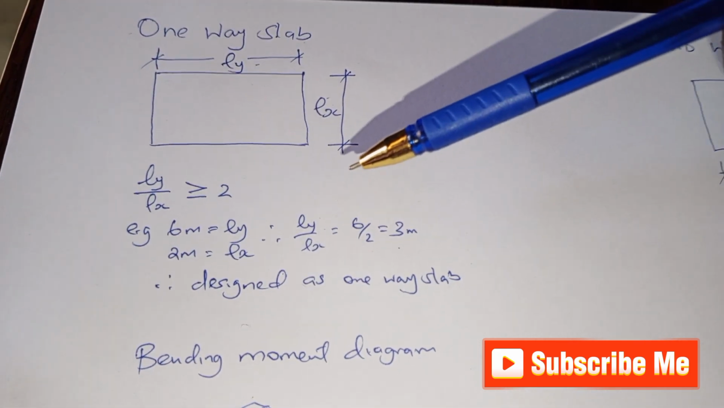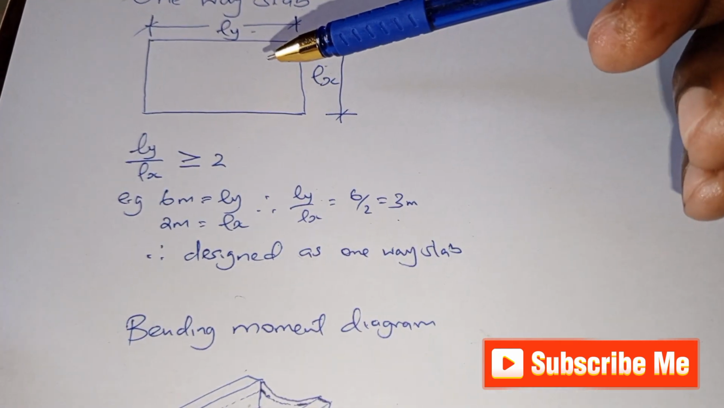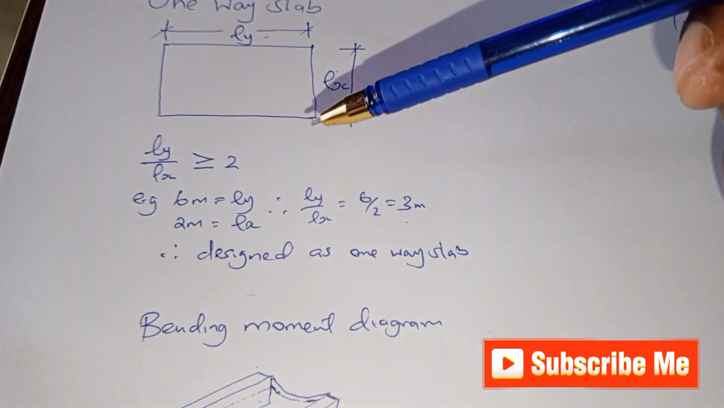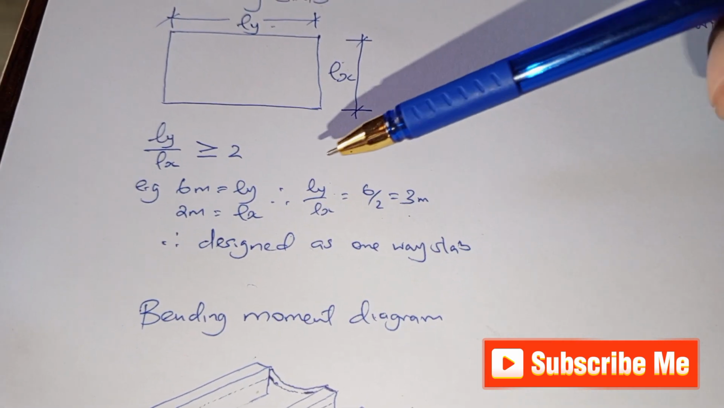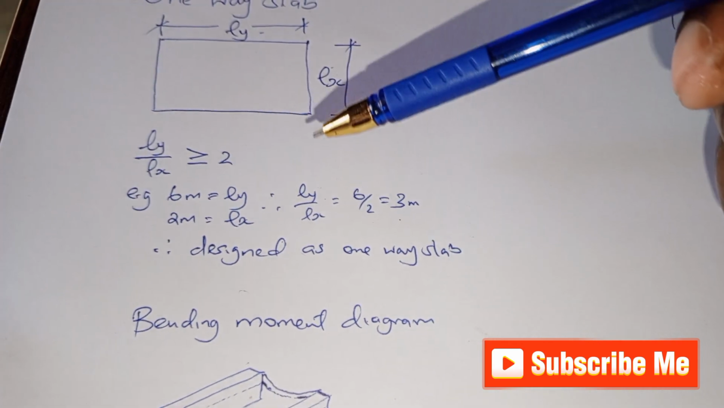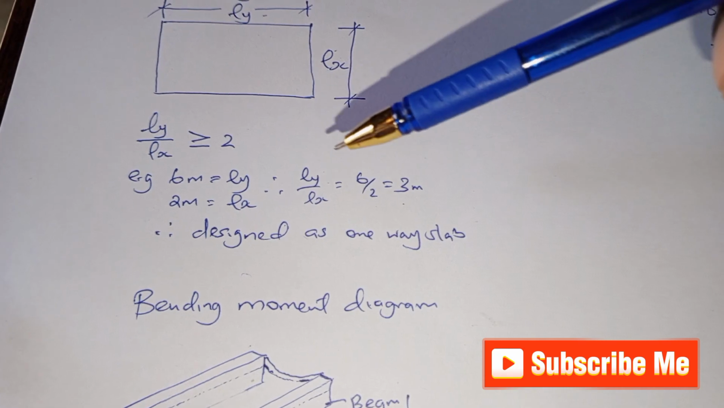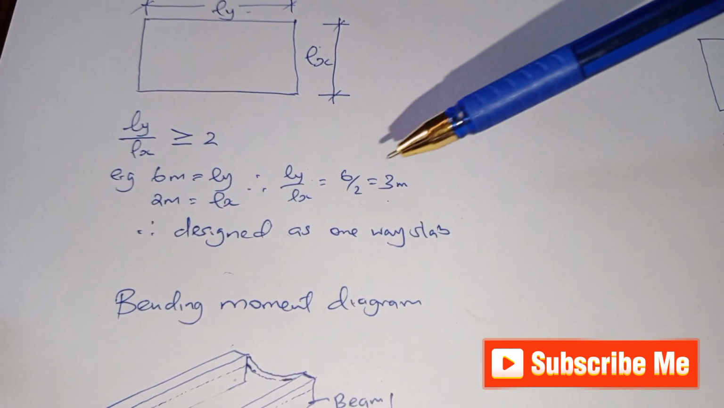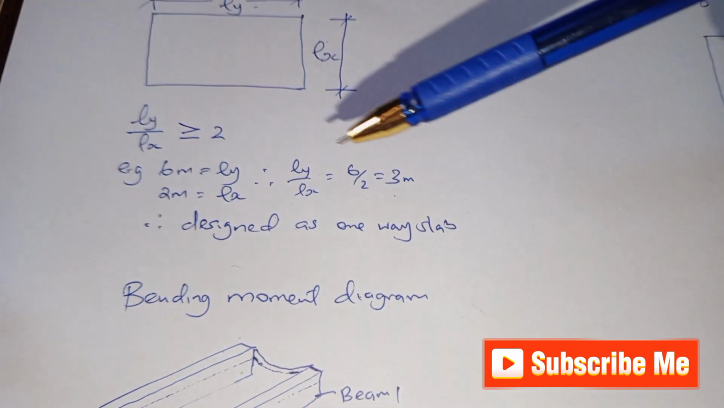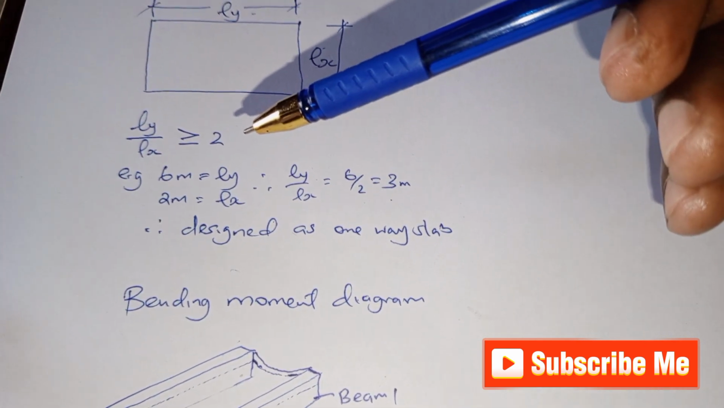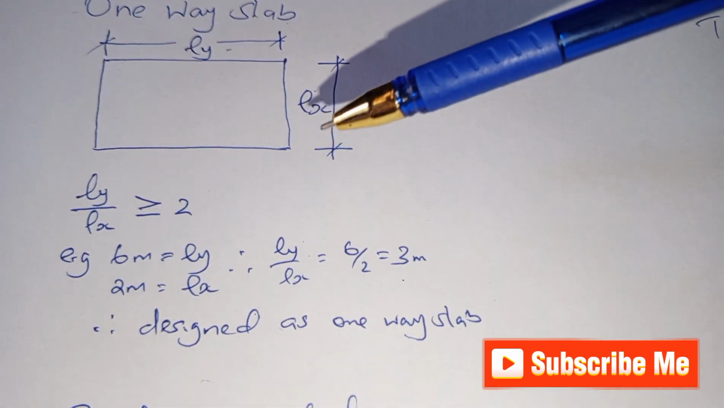Let us take an example whereby our longer span, LY, is equal to 6 meters, and our shorter span, LX, is equal to 2 meters. If you divide LY over LX, 6 divided by 2, the value you will get is 3. So this 3 is greater than 2. Therefore, that slab shall be considered as a one-way spanning slab.